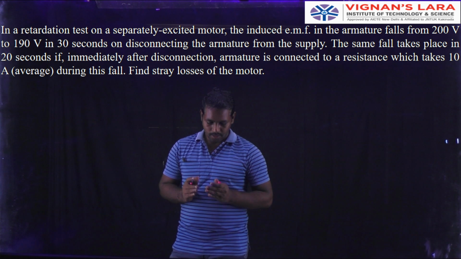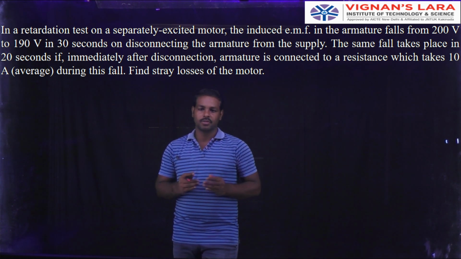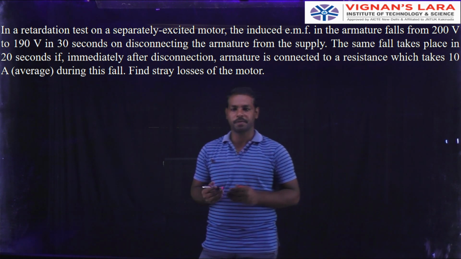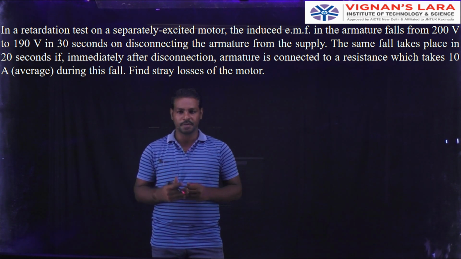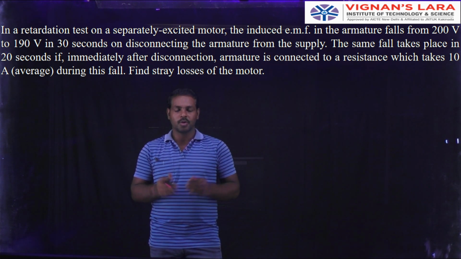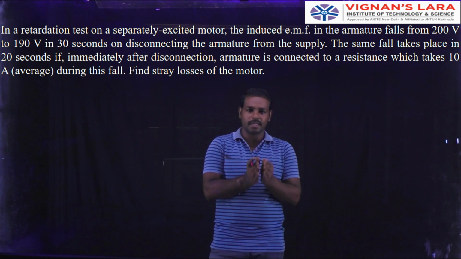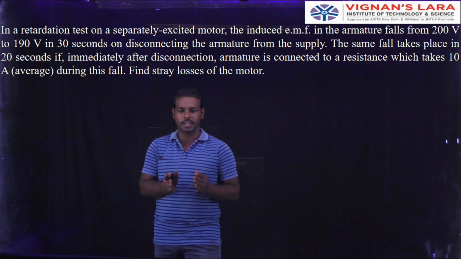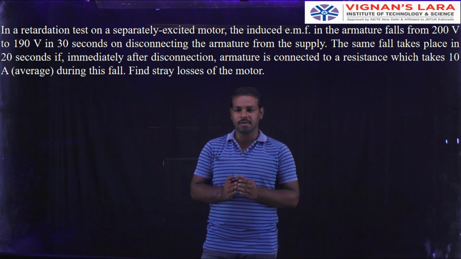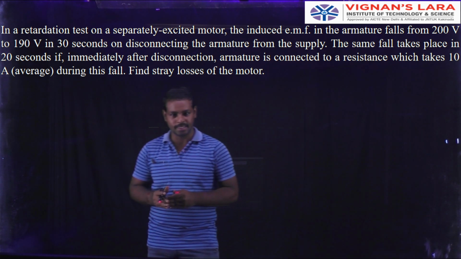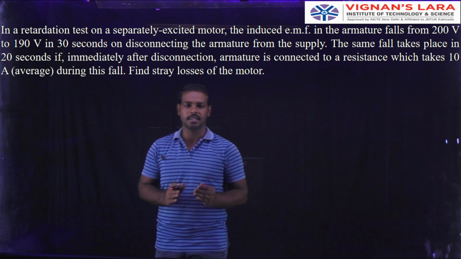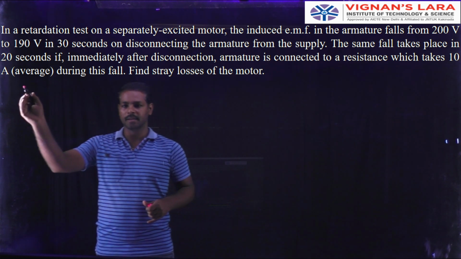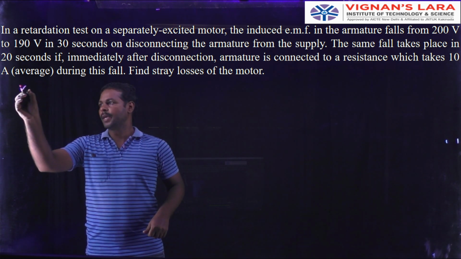So in the retardation test, we are always using the second method, that is the cancellation of the moment of inertia. In this method, an external resistance is to be included in series with the armature, and the corresponding voltage as well as current average values are to be calculated. So that resistance is to be connected in series with the armature.